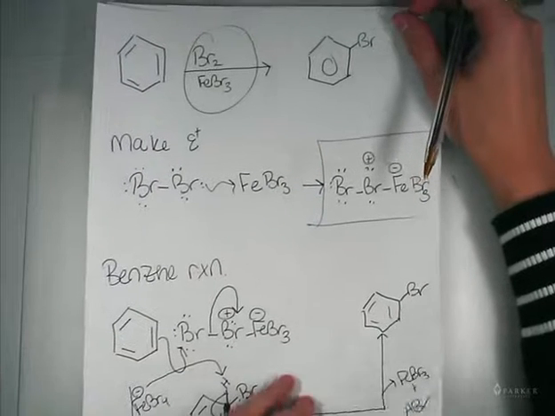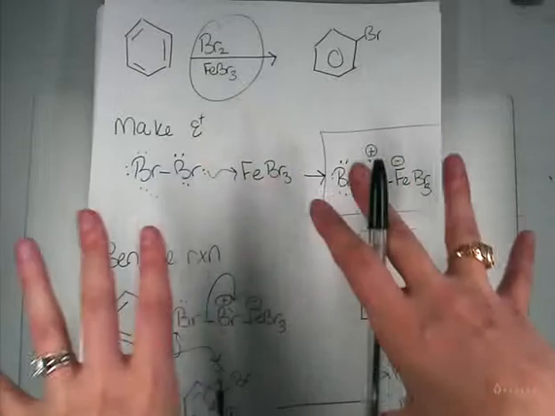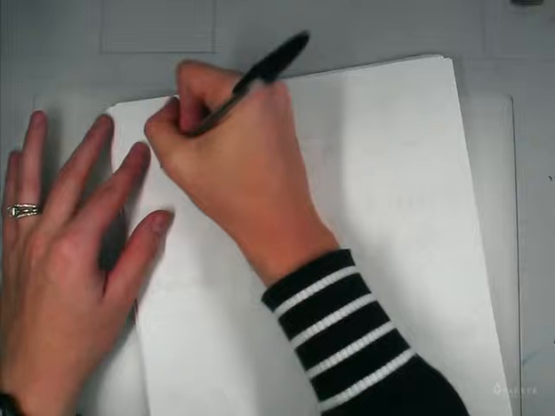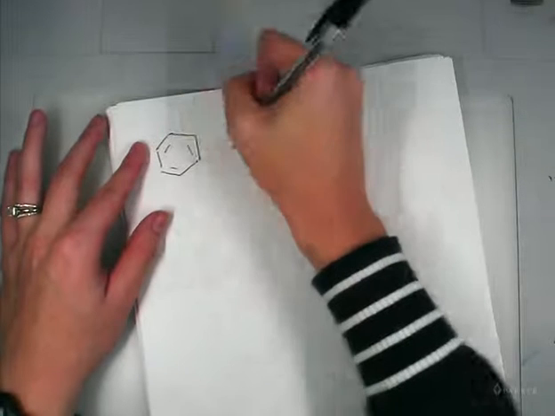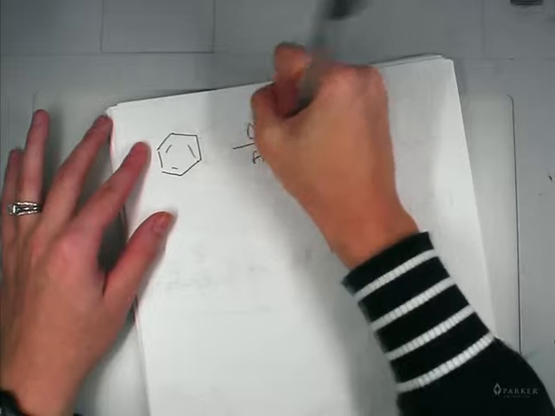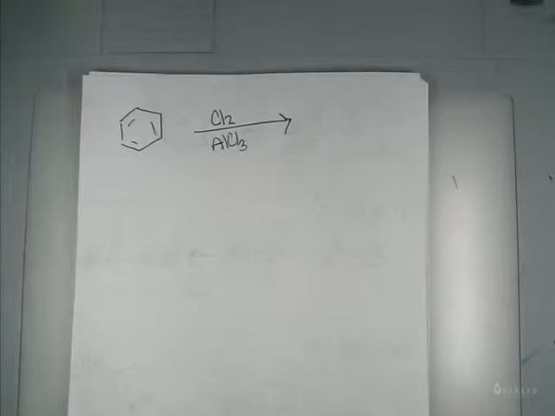Now, so that's one reaction. So let's look at the next reaction today and apply what we just learned here to the next reaction. So you can see that they're pretty much the same thing. So if I had a benzene, and we had this over the arrow, what do you think we're going to add on to benzene? Chlorine.